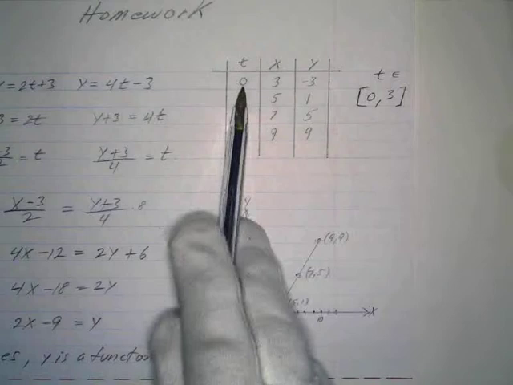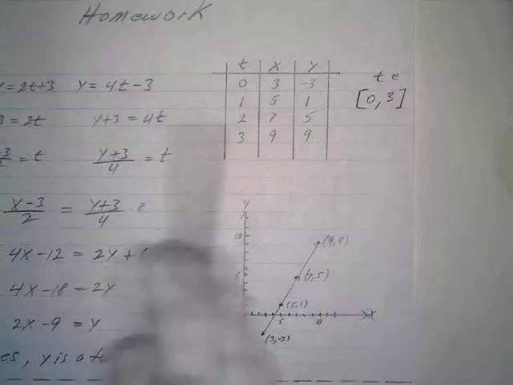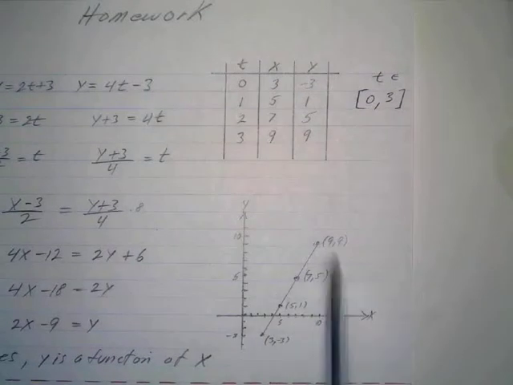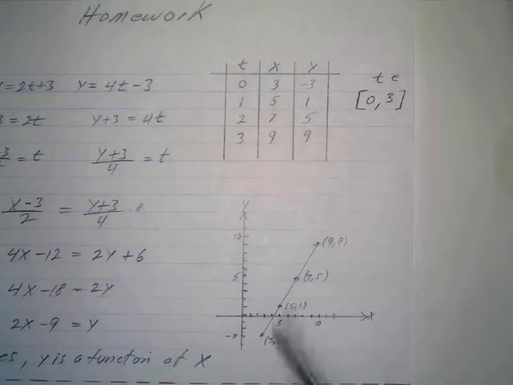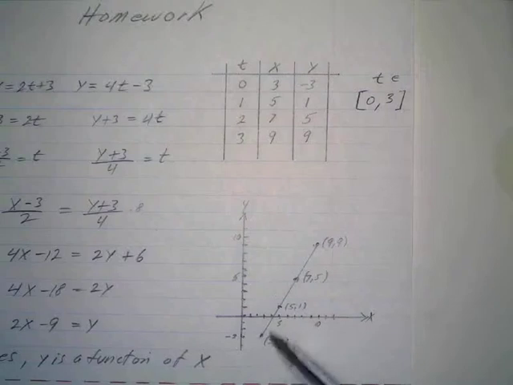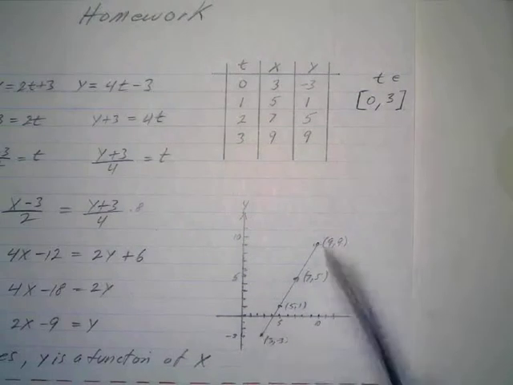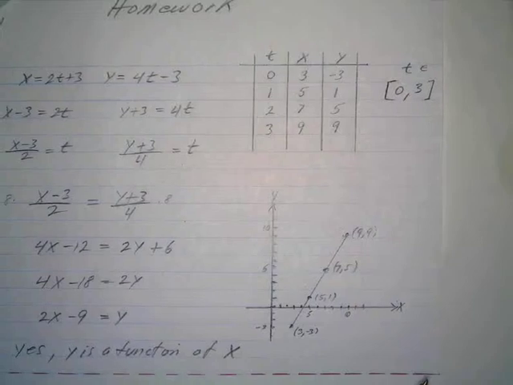So when t is 0, x is 3, and y is negative 3. When t is 1, 2 plus 3 is 5, and 4 minus 3 is 1, etc. So we got our values for y here, just by putting these values in for t in these two equations. So these are your xy coordinates, and then I graphed it, and we had a straight line. But actually it's a line segment, and that's one thing you can do with parametric equations: you can graph a line segment, not just a straight line.